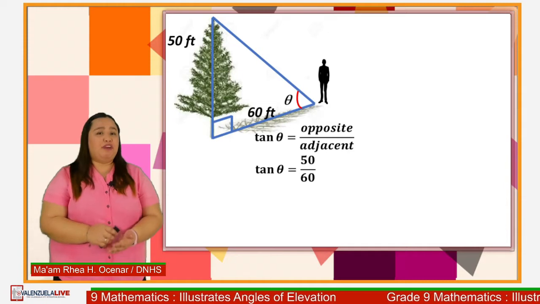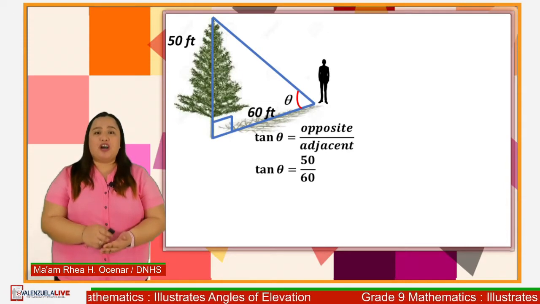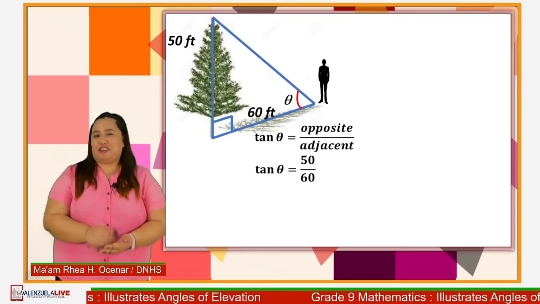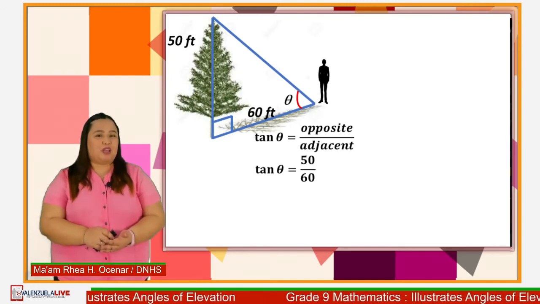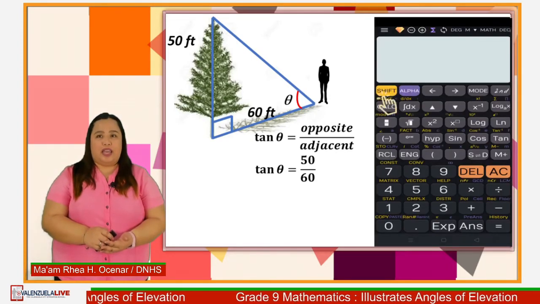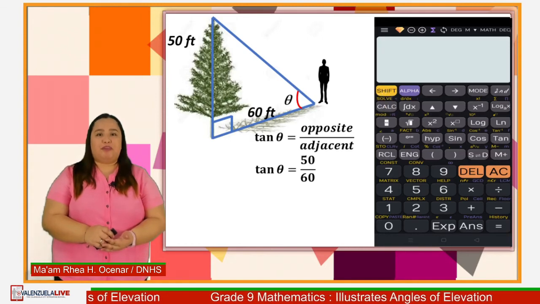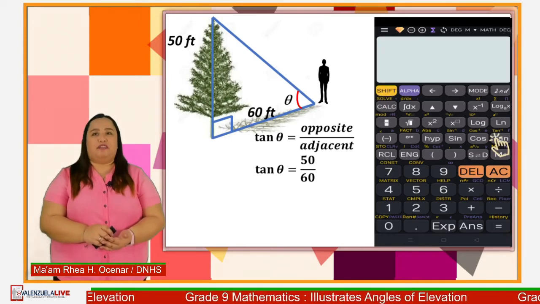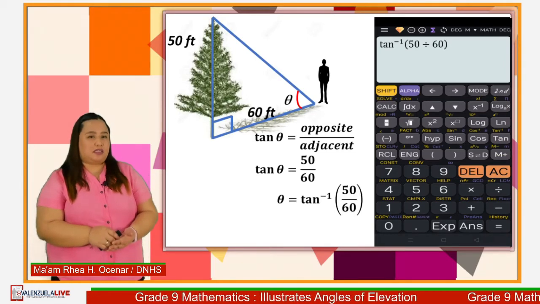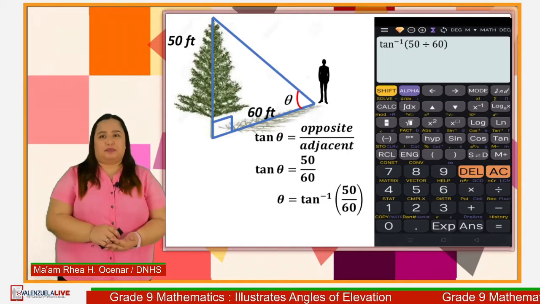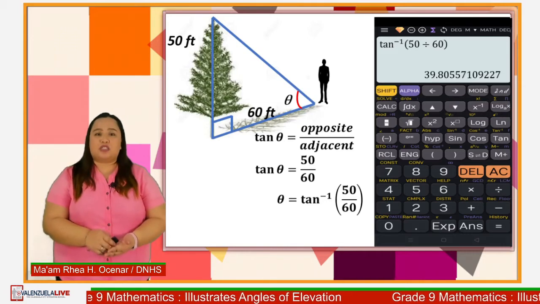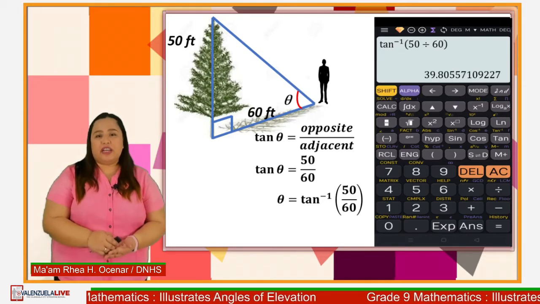Same as in problem number 5, we will use the inverse function to solve for the angle, and of course, with the help of the scientific calculator. So again, press shift and then tangent, and then 50 divided by 60. So we have arc tan 50 divided by 60. Press the equal sign. We have this value. And again, we will round off to the nearest degree.